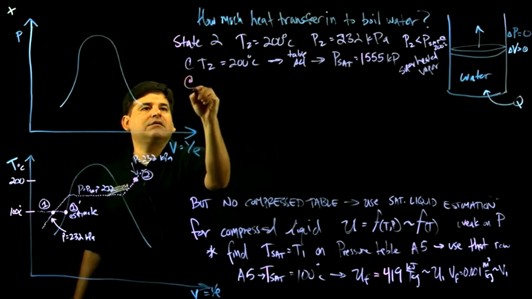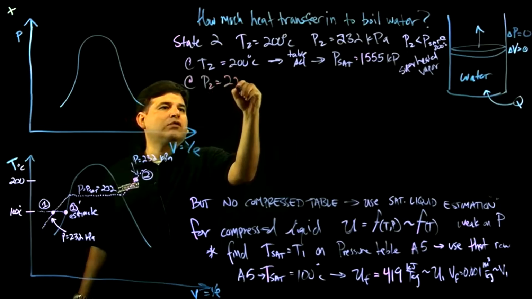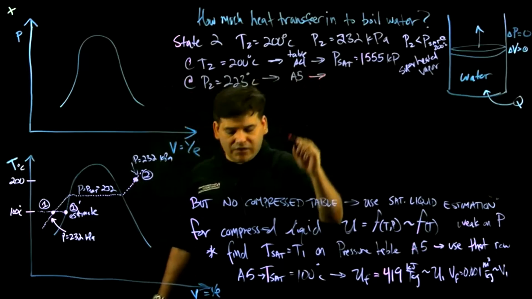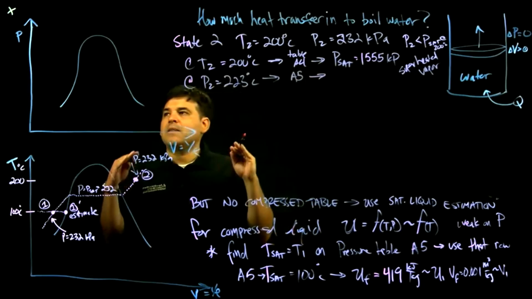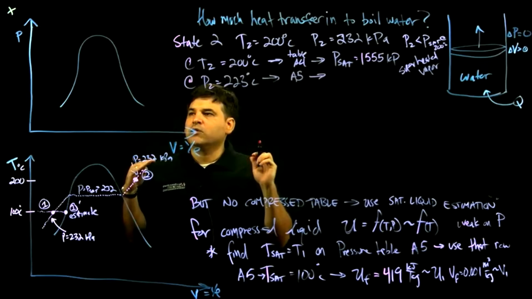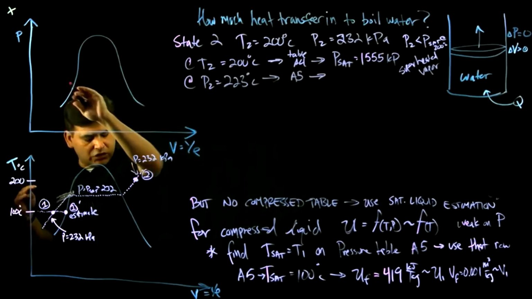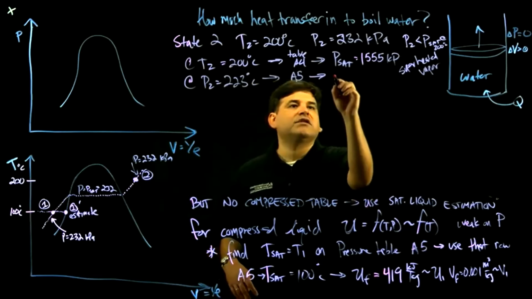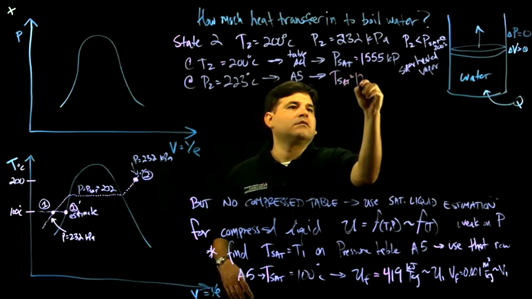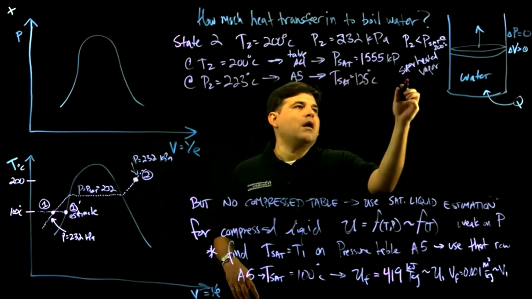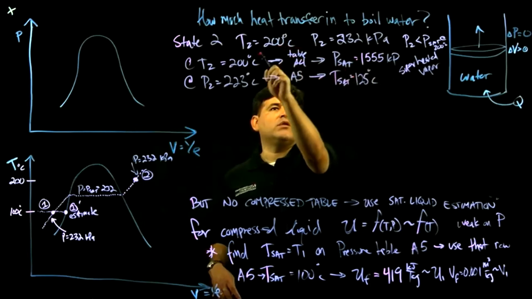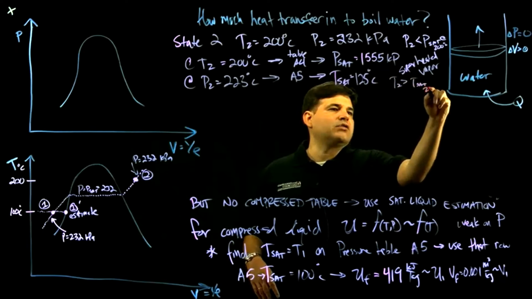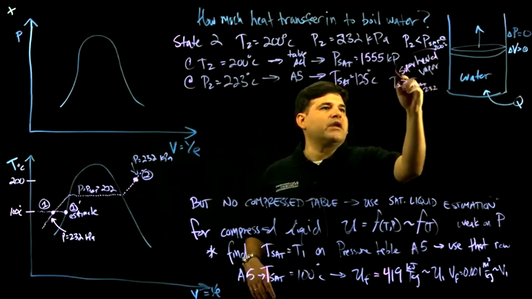So at P2 equals 232 kPa, we can look at table A5 and find out that if we were at 232 kilopascals and saturated in this region, there's only one possible temperature. That temperature is 125 Celsius. We are not 125 Celsius. In fact, T2 is greater than Tsat at 232. That means we have to be superheated vapor.